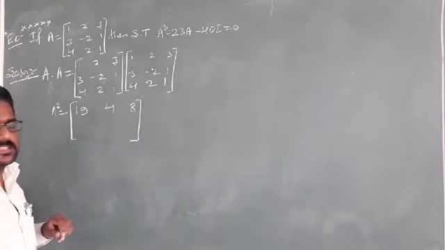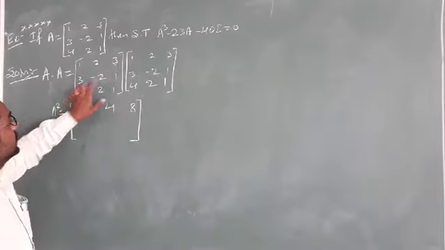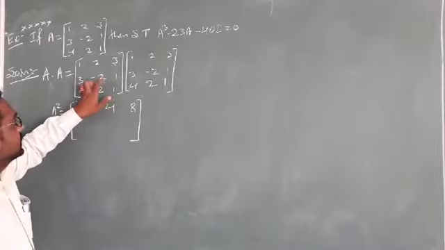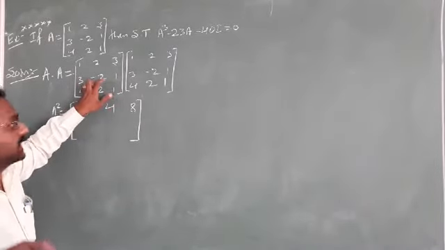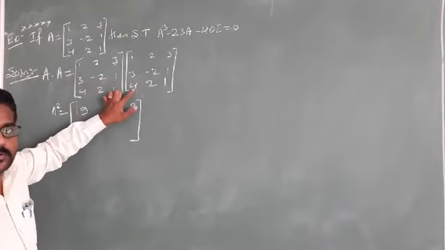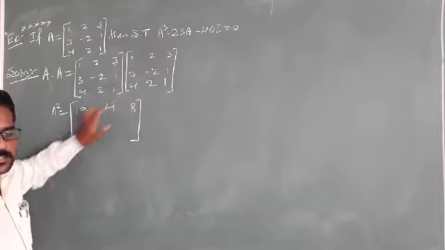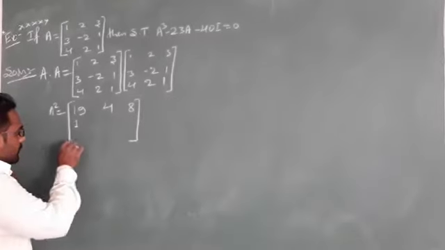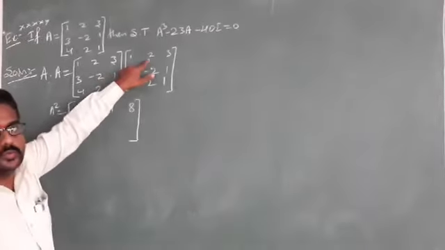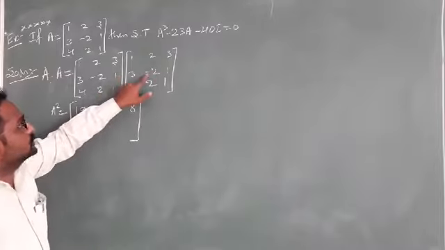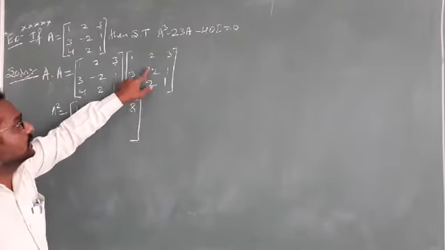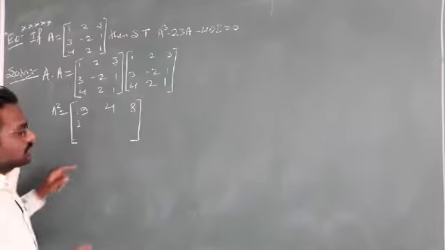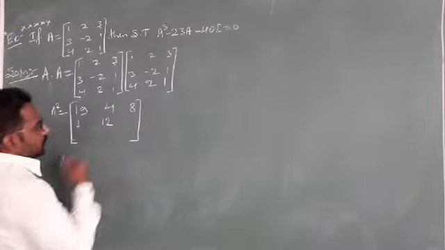Easy calculation is there, sir. I am writing directly. 3 into 1, 3. Minus 2 into 3, minus 6. It becomes 3 minus 6, minus 3; minus 3 plus 4, 1 into 4, that is 1. And next, 3 into 2, 6. Minus 2 into minus 2, plus 4. 6 plus 4, 10. 1 into 2, that is 2. 10 plus 2, that is 12.